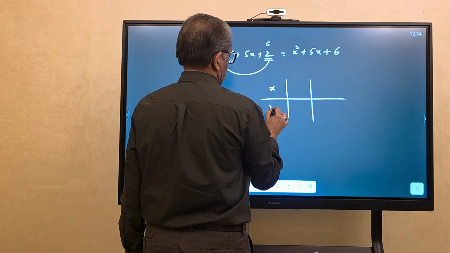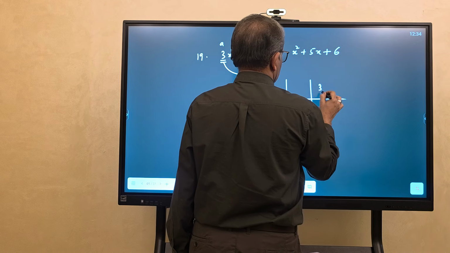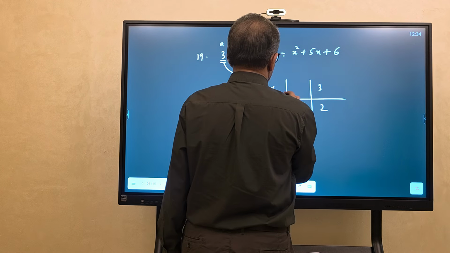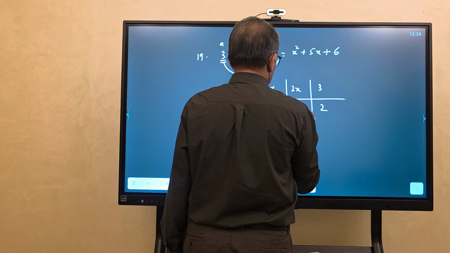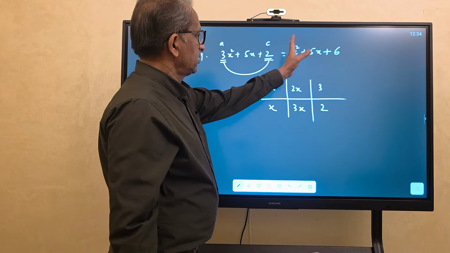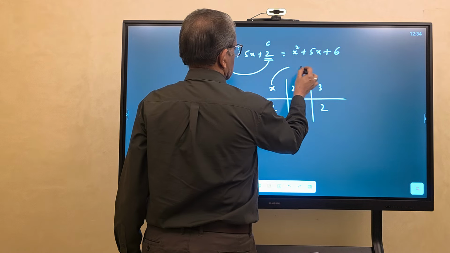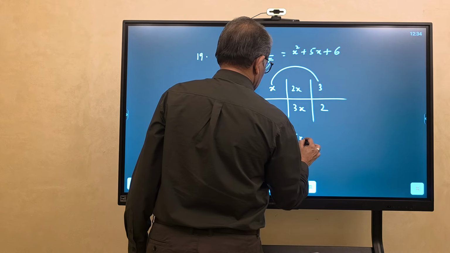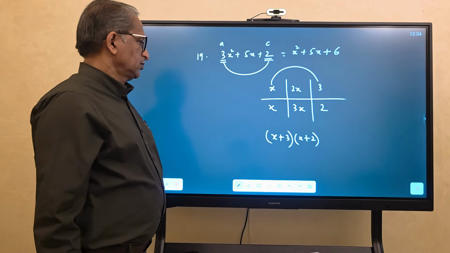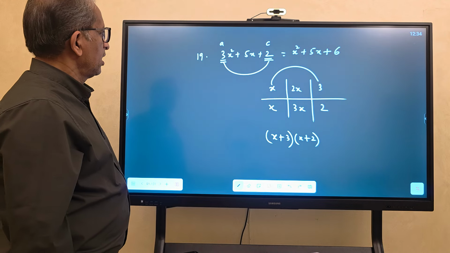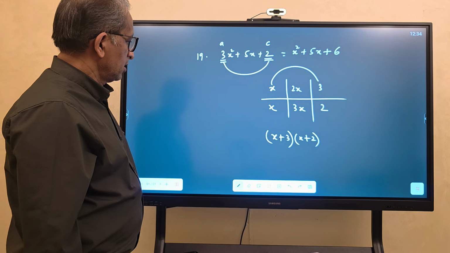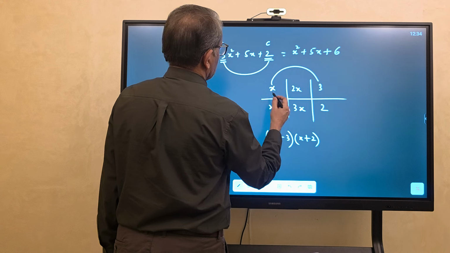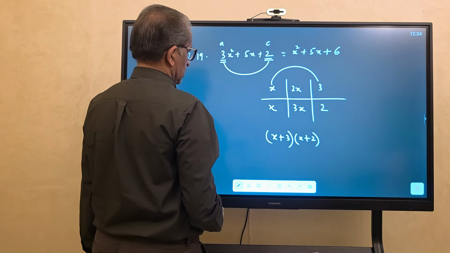I write x here, and here I will write 3 and 2. 3 plus 2 is 5, so I can use this. Multiply 2x, multiply 3x. Everything is fitting here. So what are the factors of this? It is x plus 3, then we have x plus 2. Just multiply this. Since I have used the AC method here and that number I have taken is 6, it is x square, then you have 5x and 3x square.